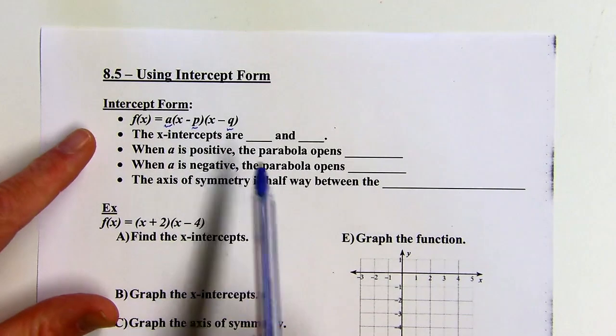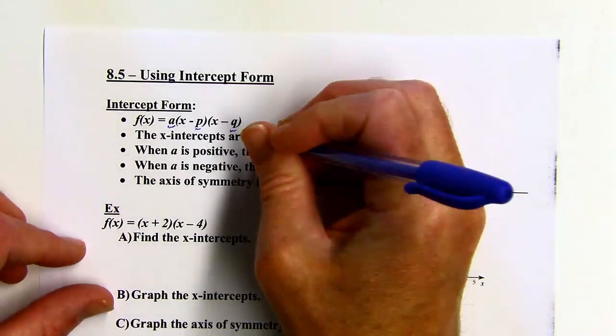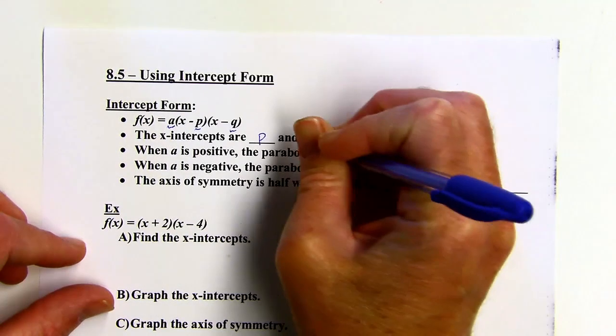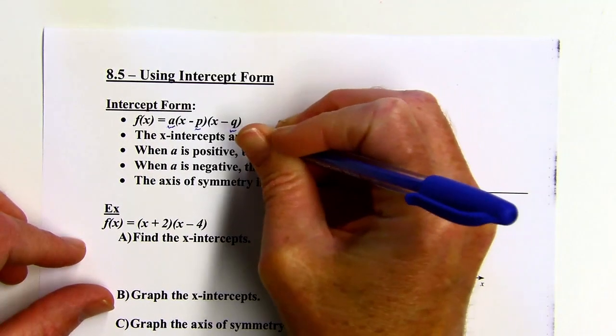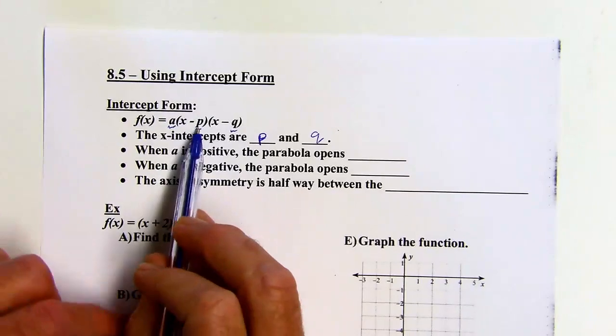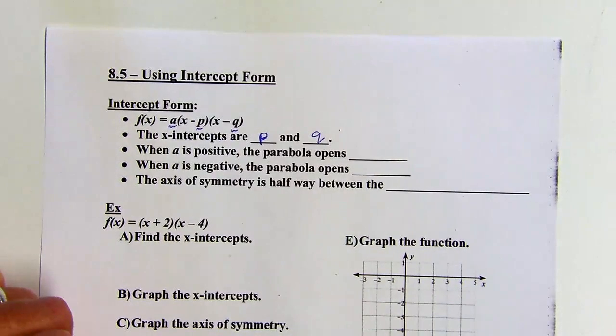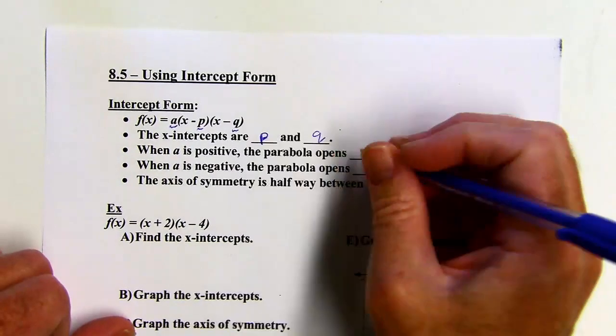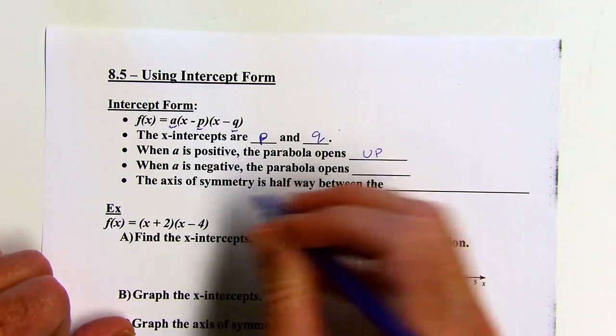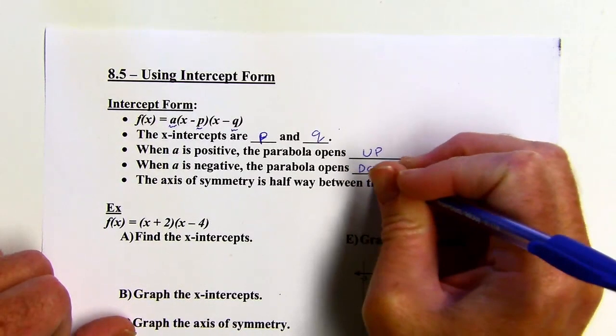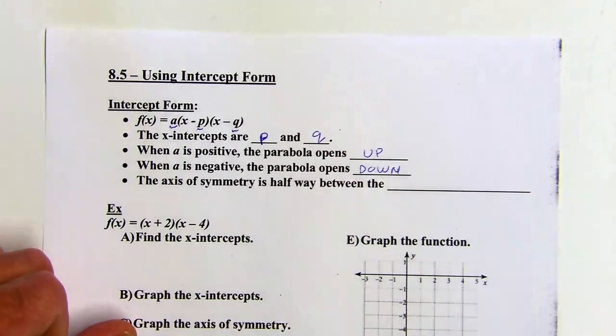So the x-intercepts are going to be the points p and q. Whatever the p value is will be one of the x-intercepts, and same with the q value there. Okay, when the a is positive, the parabola opens up, and when a is negative, it's going to open down. So that is useful to keep in mind always.